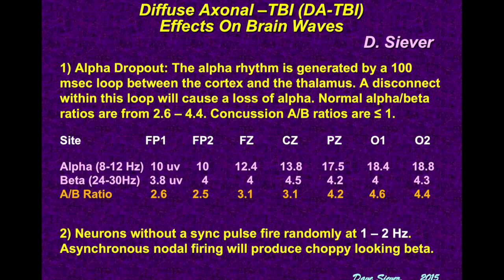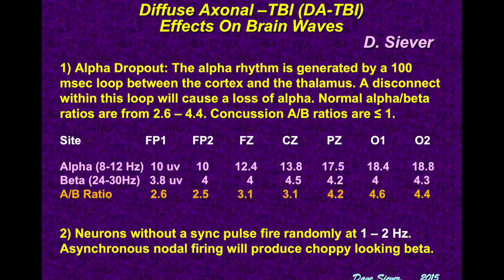And when you look at the alpha-beta ratio in orange, in an eyes closed condition, we should have 2.5 times frontally and up to 4.6 times, well over 4 times, in the parietal occipital areas. In the case of thalamocortical disconnect, we will see that these ratios are typically under 1.